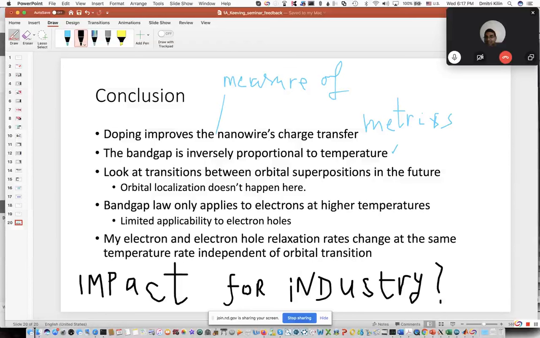Okay, so in the past, researchers have had to perform experiments to compute materials' band gap. However, if I can prove with my research that the band gap law applies even to some cases, researchers don't have to do these long, complicated experiments. They can just use this band gap law to find the relaxation rates in a short amount of time and do bigger and better things. Okay.